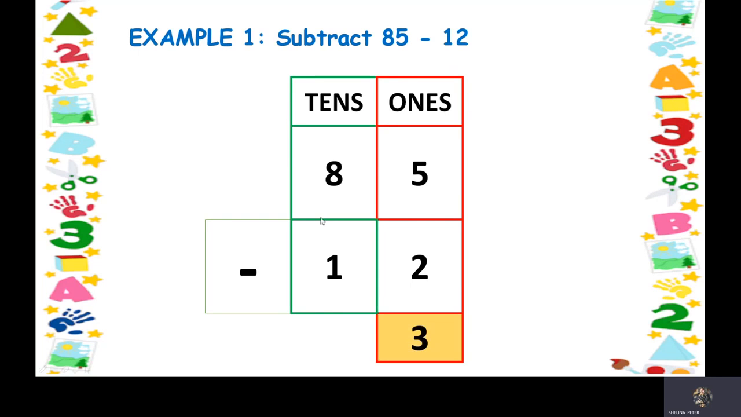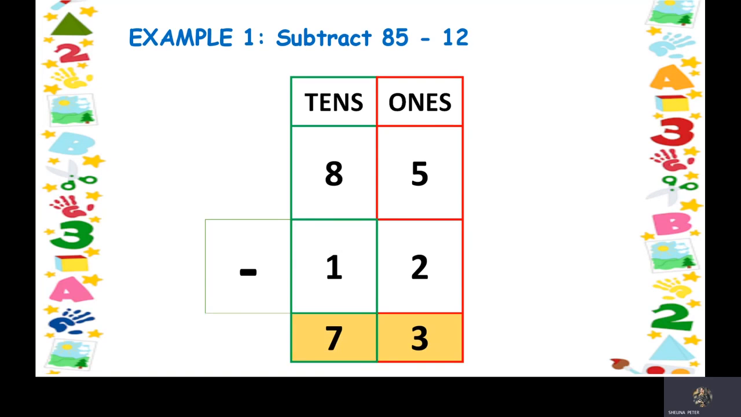Now let us come to tens column. So we have 8 and 1 in tens column. So keep 8 in your mind, take out 1 finger and count backward from 8. So we will get 7. So the answer will be 73.